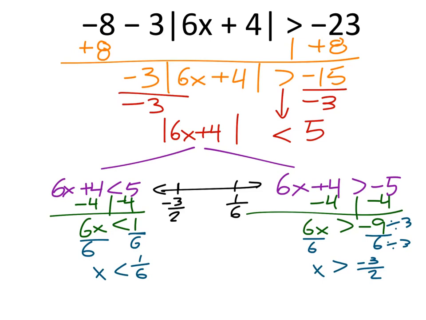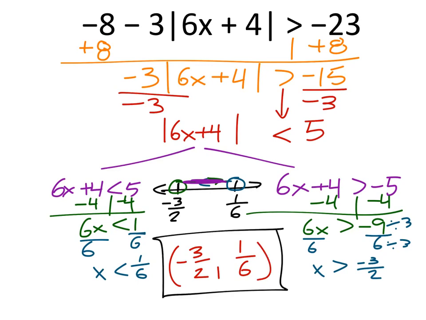So at 1/6, this is an open circle, not eating the x, so it goes to the left. And at negative 3/2, this is also an open circle. It is eating the x, so it goes to the right. So we can see it just intersects between these two, which gives us the interval, not included, negative 3/2 going to 1/6, which is also not included. And that's our answer.